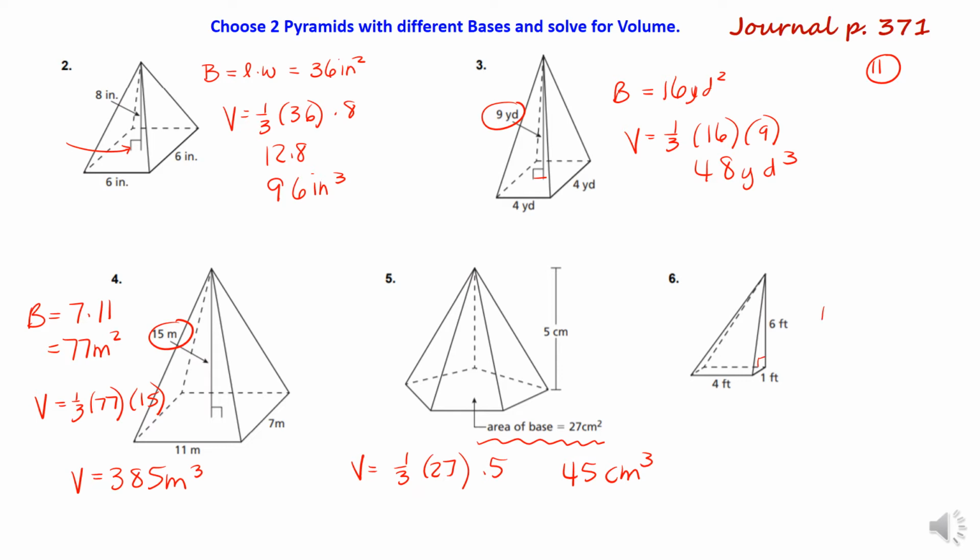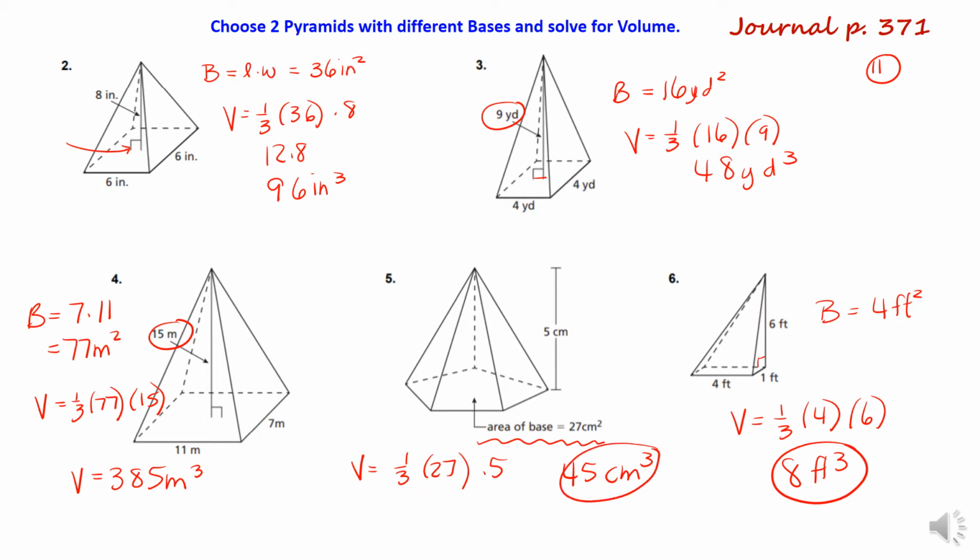So our big B is 4 feet squared because it's 1 times 4. Okay, so we're going to go volume equals 1/3 times our big B times 6 is 8 feet cubed. And that's our volume of that one. So hopefully you followed along with that. But here's a really interesting problem that I'd like to work out.